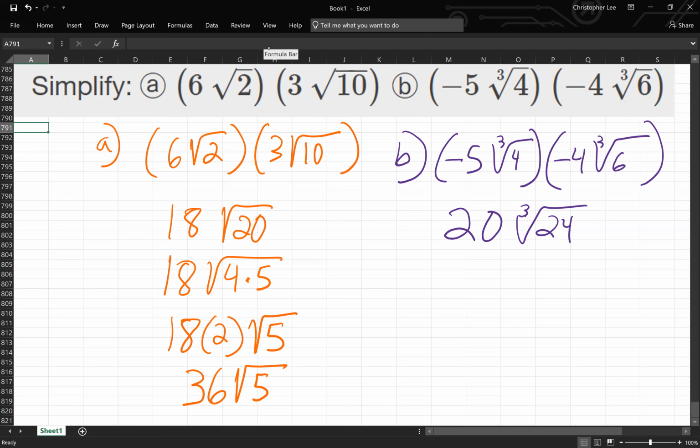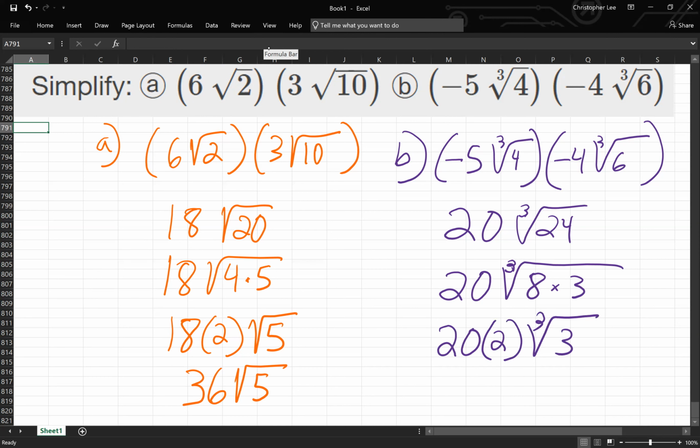Oh, positive. So radicands, we just multiply them together, right? So cube root of 4 times cube root of 6 is cube root of 24. But cube root of 24 can get broken down. We could break that down into 20 cube root of, what's this? 8 times 3. And then the cube root of 8 is 2. So this becomes 20 times 2 cube root of 3. And then 20 times 2, what's that? 40 cube root of 3.